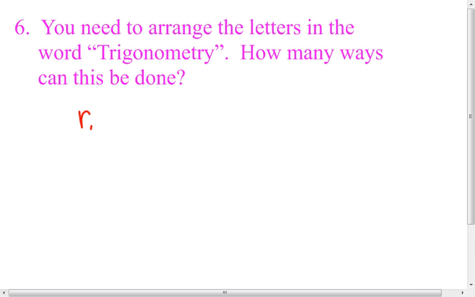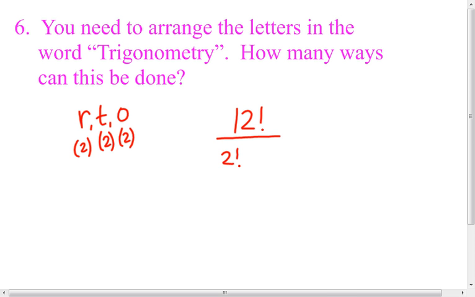Okay? The next one's pretty similar, except the problem is you have repeated letters. So you have R, you have T, and you have O that all repeat. And I have 2 R's, and I have 2 T's, and I have 2 O's. So what you need to do is on the top, you're going to look at the total. I have 12 letters in the word trigonometry, so 12 factorial on the top. On the bottom, you need to take out the repeats. So because I have 2 R's, I will do 2 factorial. And because I have 2 T's, I will do 2 factorial. And because I have 2 O's, I will do 2 factorial.